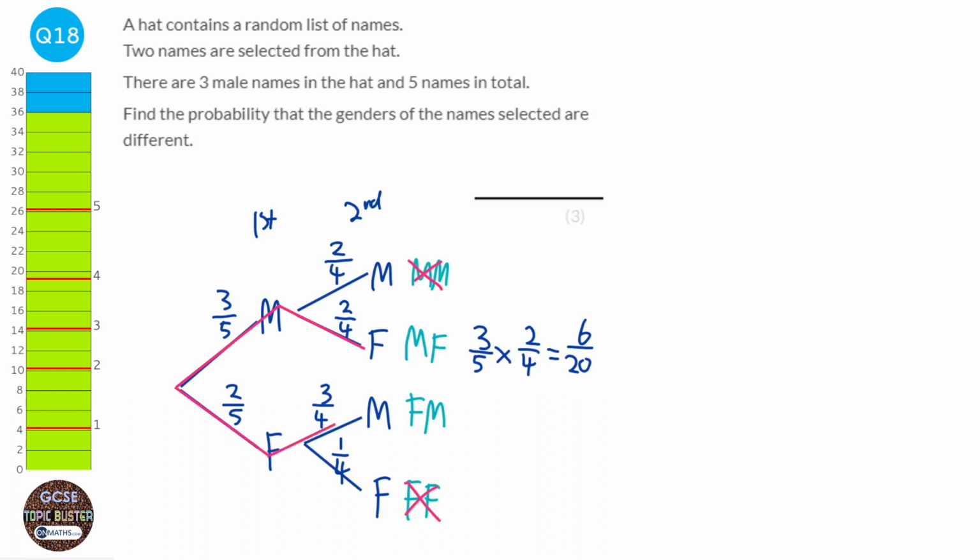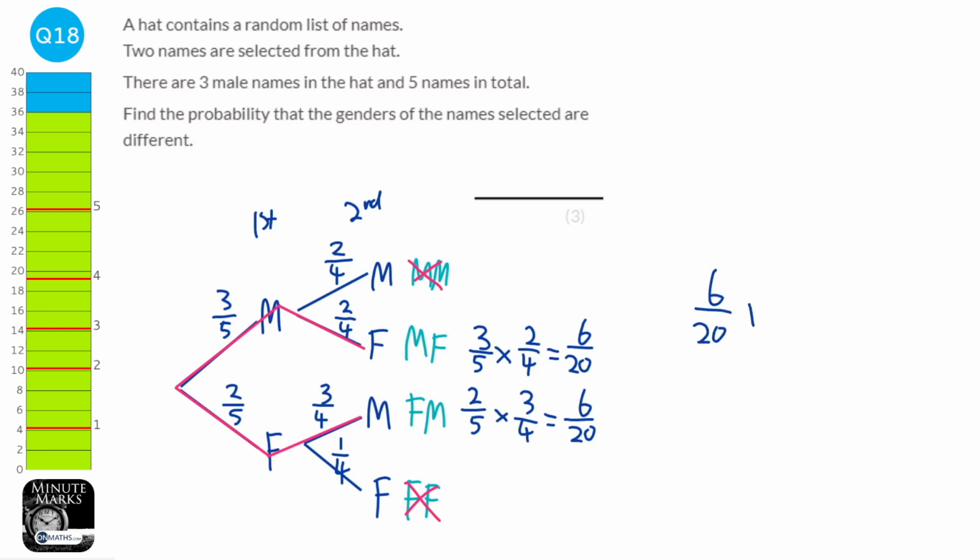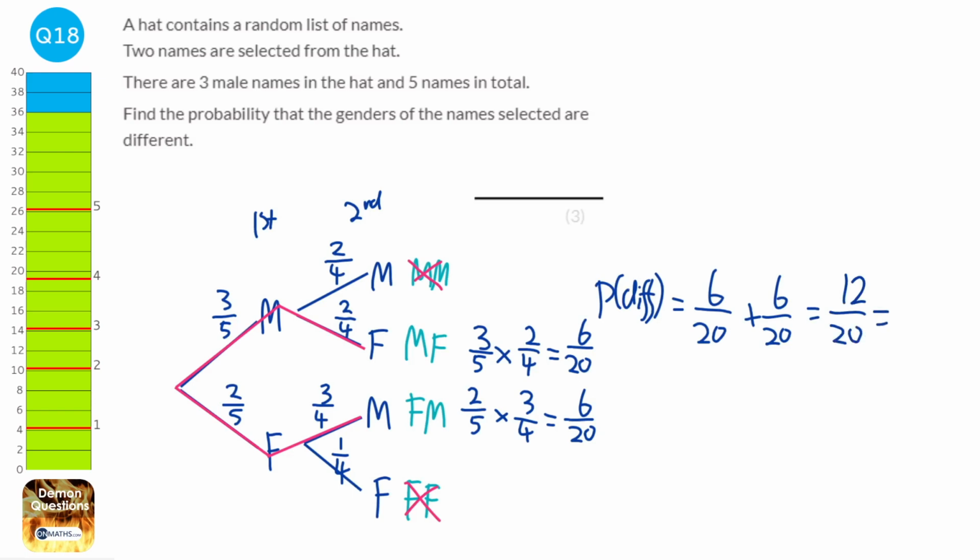So 2 over 5 times 3 over 4. That would be 6 over 20. Now we're looking to see whether it was male and female or female and male. And the word or in probability means add. So it'd be 6 over 20 plus 6 over 20. And this is the probability of different, which will be 12 over 20. Now 12 over 20 will cancel to 3 over 5, or 3/5.